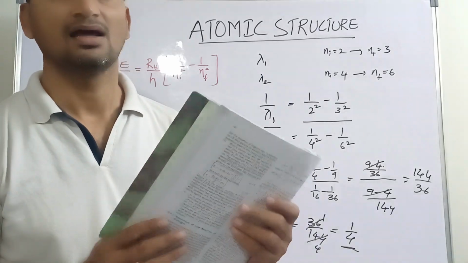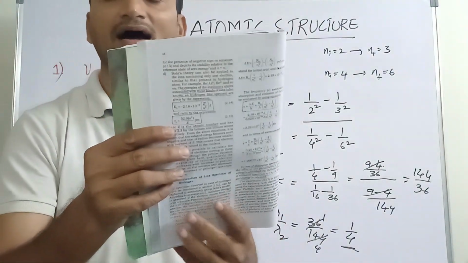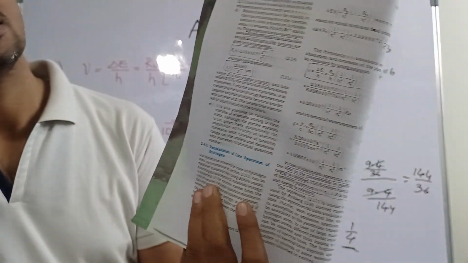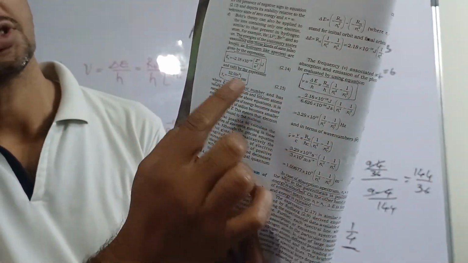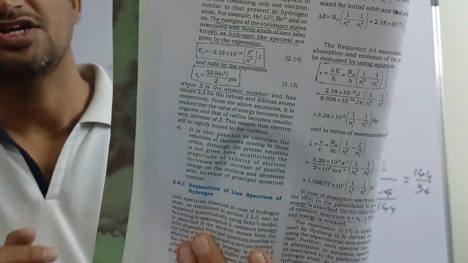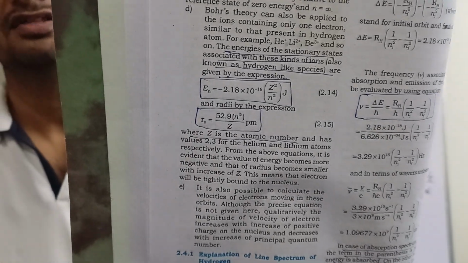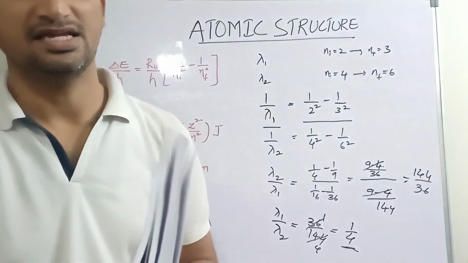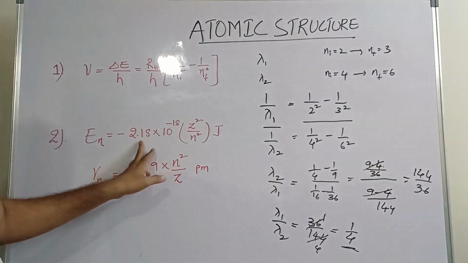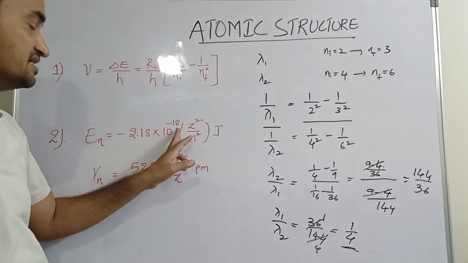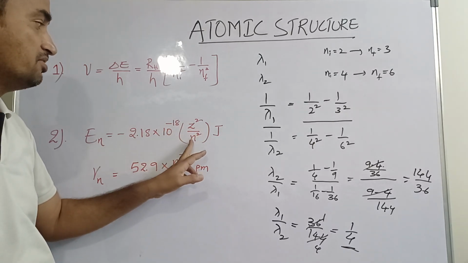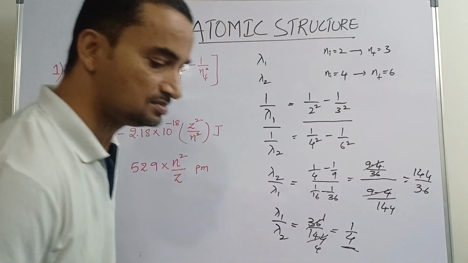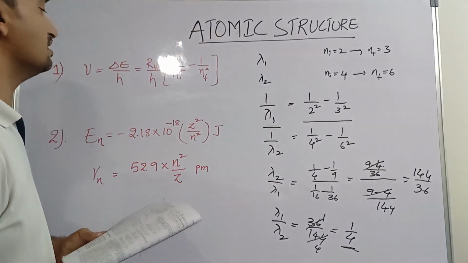Now you see here, energy associated with the hydrogen-like atoms. This is also on the same page. In the box I have mentioned how to calculate, what is the formula for calculation of the energy of hydrogen and hydrogen-like atoms. So that is E_n equals minus 2.18 into 10 to the power of minus 18 into Z squared by n squared joules. Z squared by n squared joules.